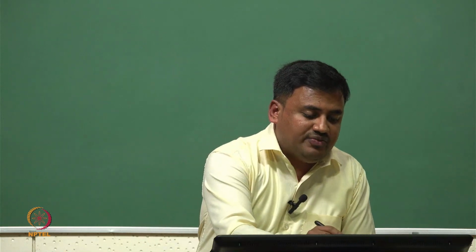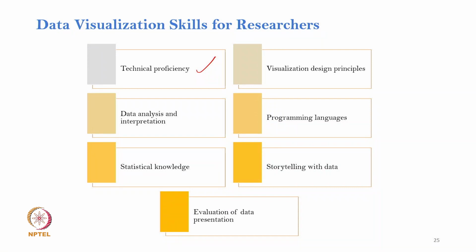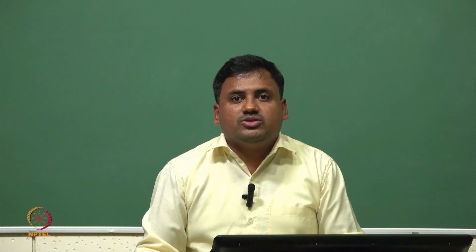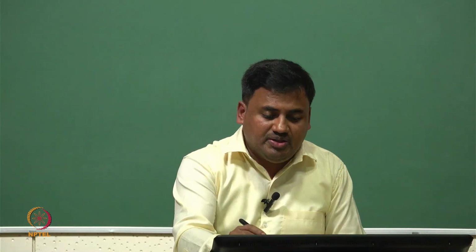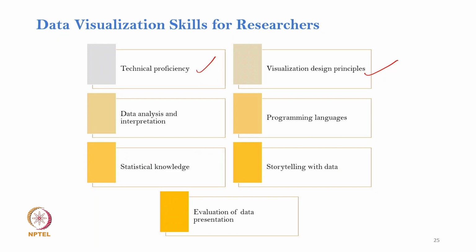The first one is technical proficiency. Under technical proficiency, the researcher should have the ability to effectively create, design, and communicate research results through various representations of data. It means they should know data visualization tools such as Tableau or Power BI, or online tools for data visualization such as Canva or other viewers. Then the visualization design principles. Knowledge of design principles such as color theory, typography, and layout is important for creating visually appealing visualizations.